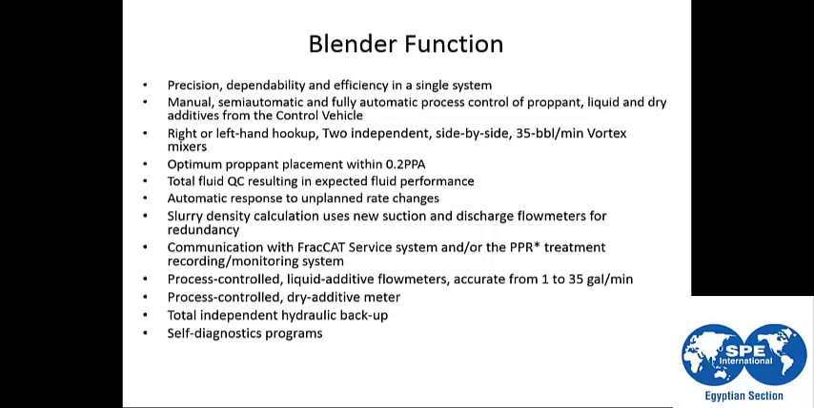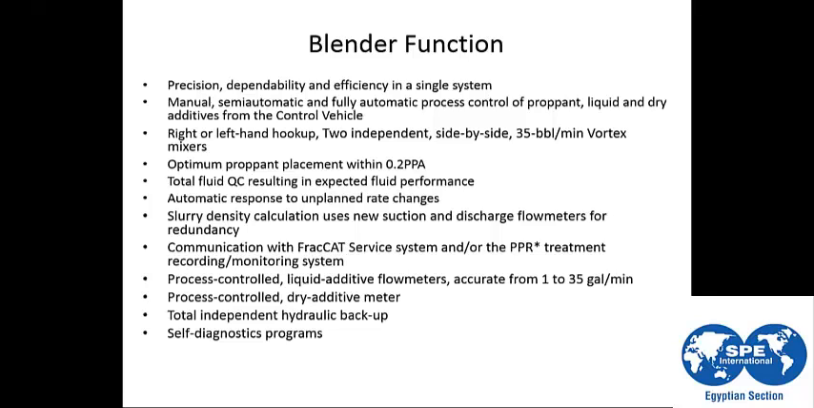Okay, what is the blender function? The blender function is dependent and efficiency single system. It is manually or semi-automatically operated, and we use this blender for optimum proppant placement, and to guarantee the fluid quality of the mixing with the required concentration.